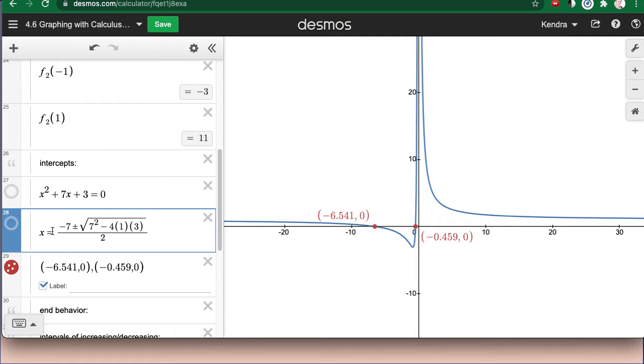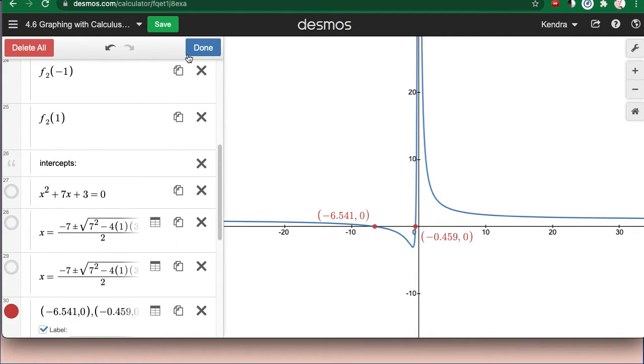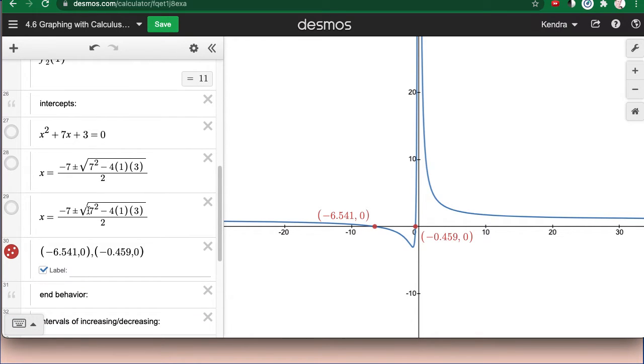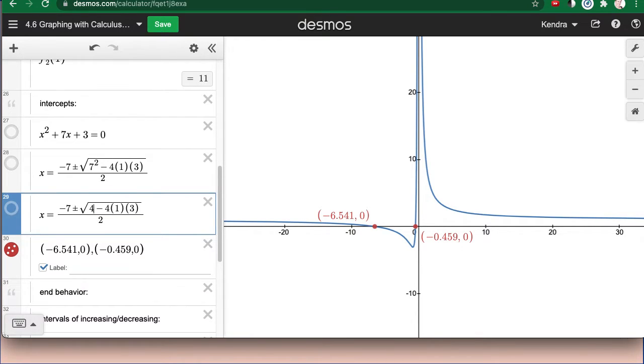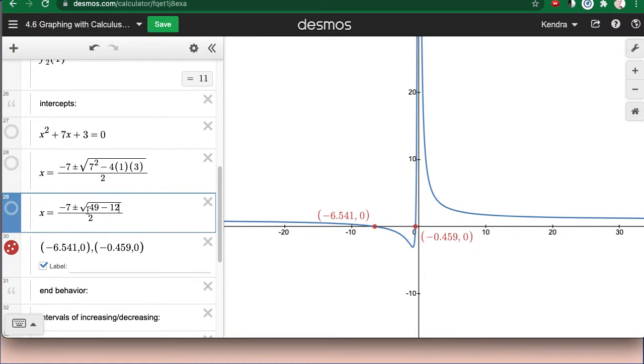I don't want this showing. Let's duplicate that, and 7 squared is 49 minus 12. 49 minus 12 is 37. Okay, so there are my 2 roots. These are decimal approximations of them.